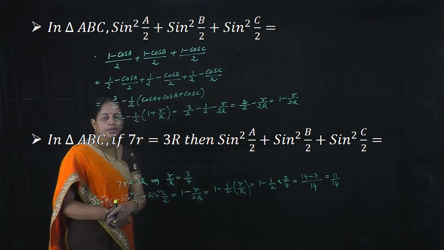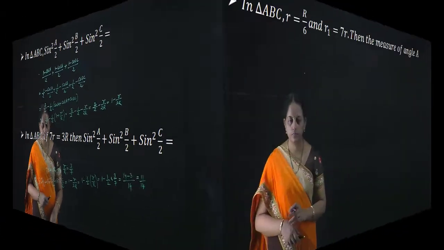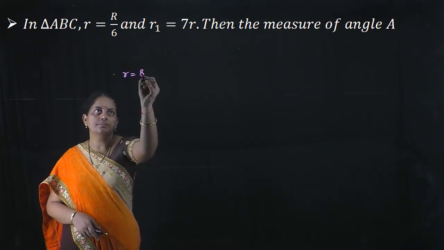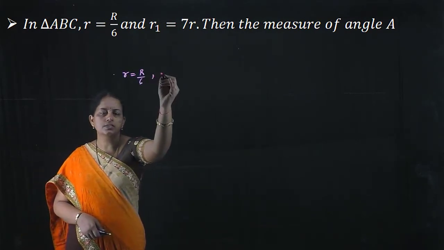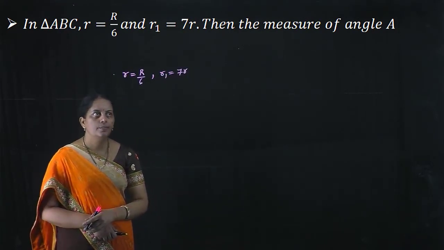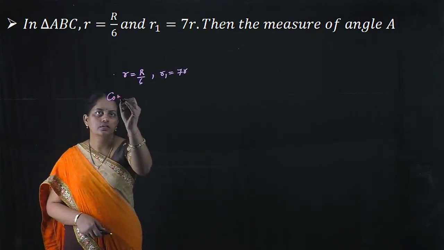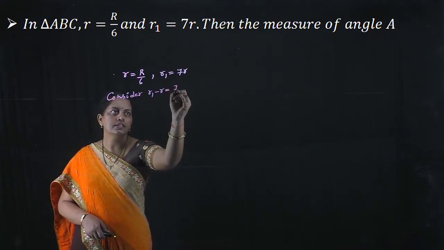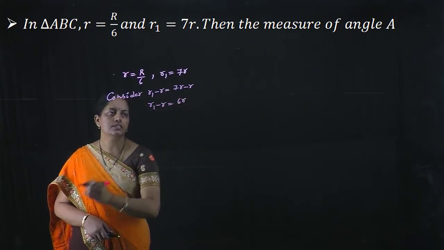Therefore, sin²(A/2) + sin²(B/2) + sin²(C/2) is equal to 11/14. The next question: in triangle ABC, small r is equal to capital R by 6 and R1 is equal to 7r. Then find the measure of angle A. Consider R1 minus R, which is equal to 7r minus r. So R1 minus R is equal to 6r.